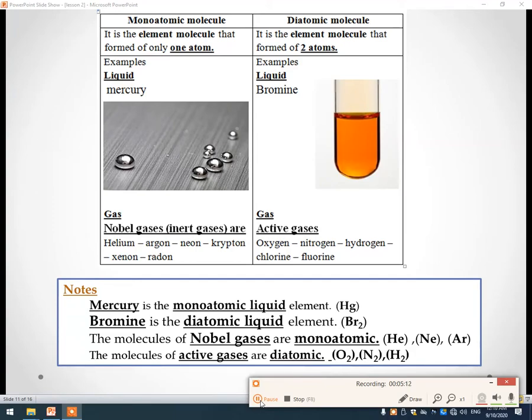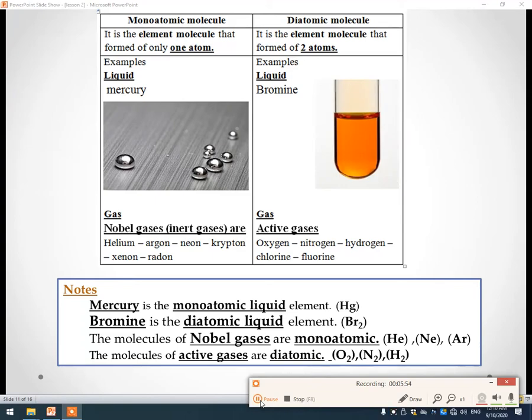Okay, we have here some notes. The first one: take care, mercury is a monoatomic liquid, and like you see here, it is written Hg. Why Hg only, without numbers? Because it's monoatomic, consisting of only one atom. And you have to know too that bromine is a diatomic liquid element. Bromine is written Br2, capital B, small r, and 2. Why 2? Because it is a diatomic molecule, consisting of two atoms.